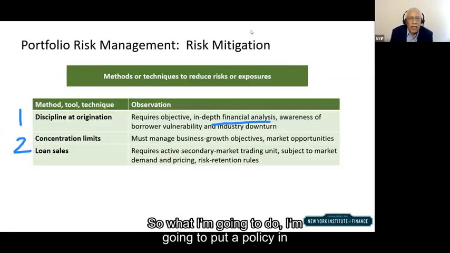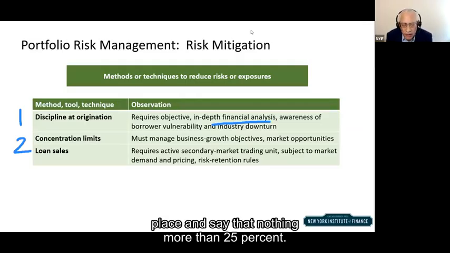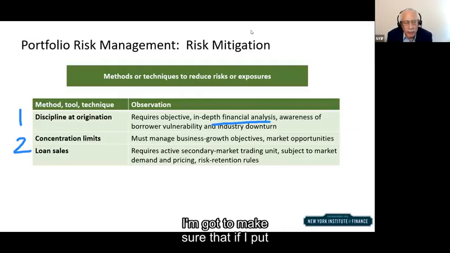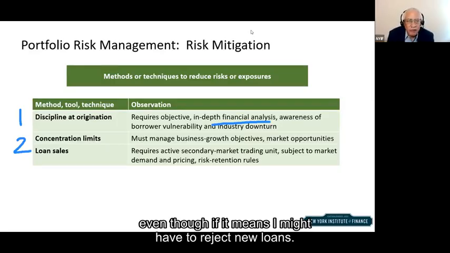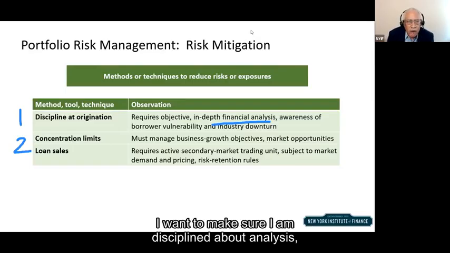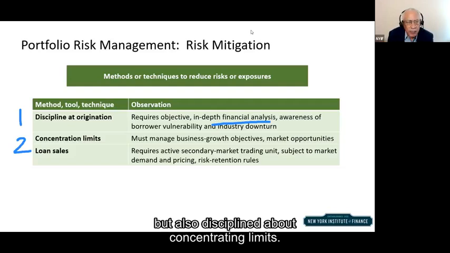So what I'm going to do is put a policy in place and say that nothing more than 25%. I have to make sure that if I put the policy in place, I adhere to these types of limits, even if it means I might have to reject new loans. I want to be disciplined about analysis, but also disciplined about concentration limits.